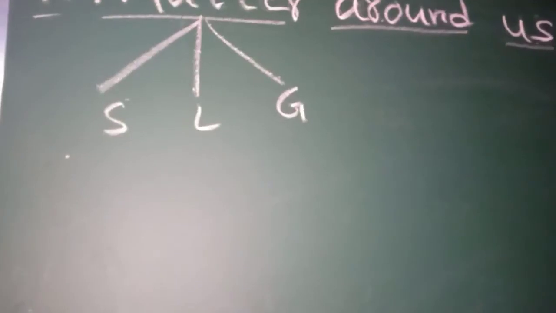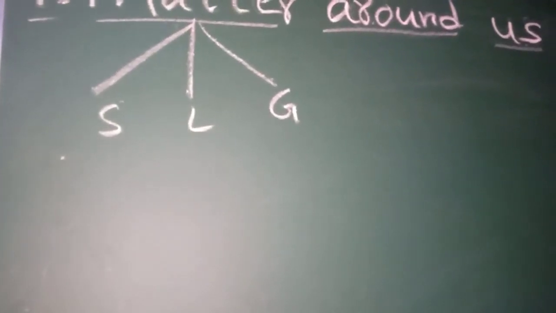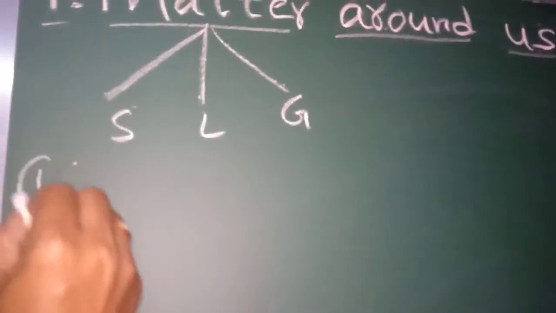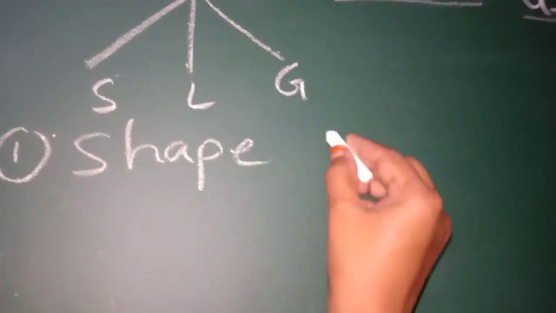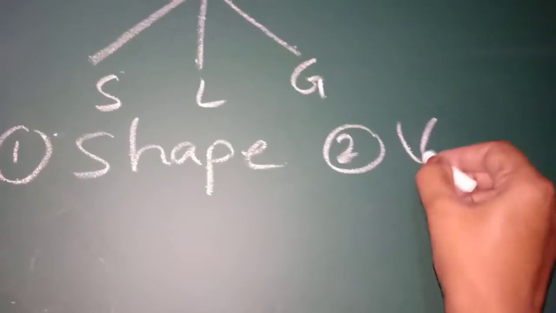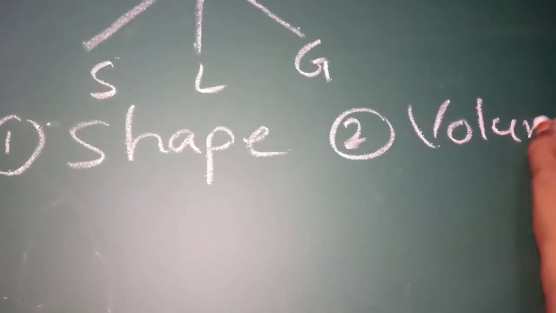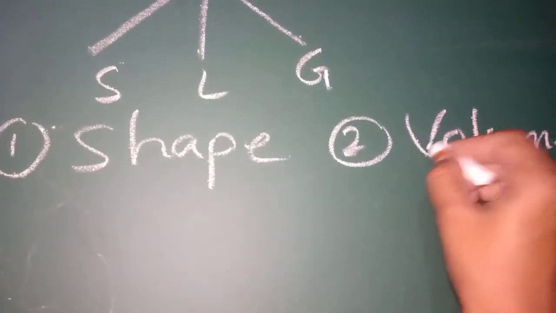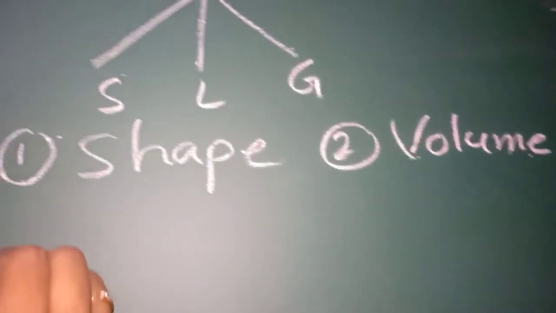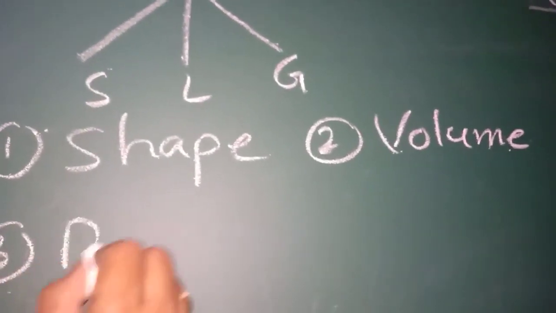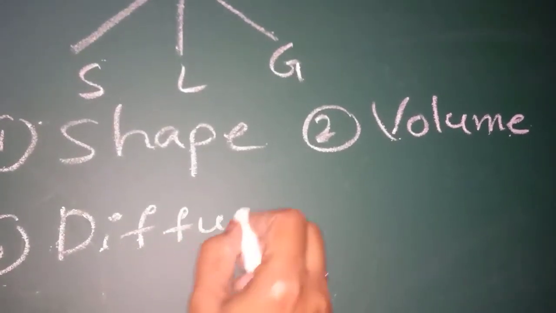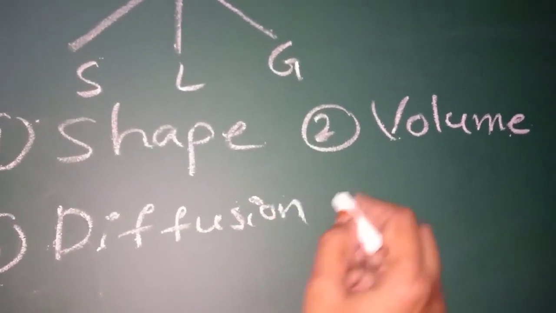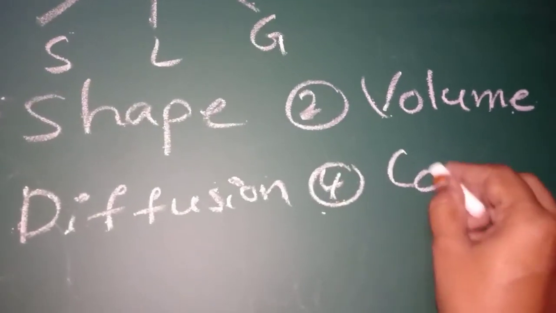After that, we learned the first property, that is shape. We learned the second property, that is volume, and the third property, diffusion. Now the fourth property, compressibility.